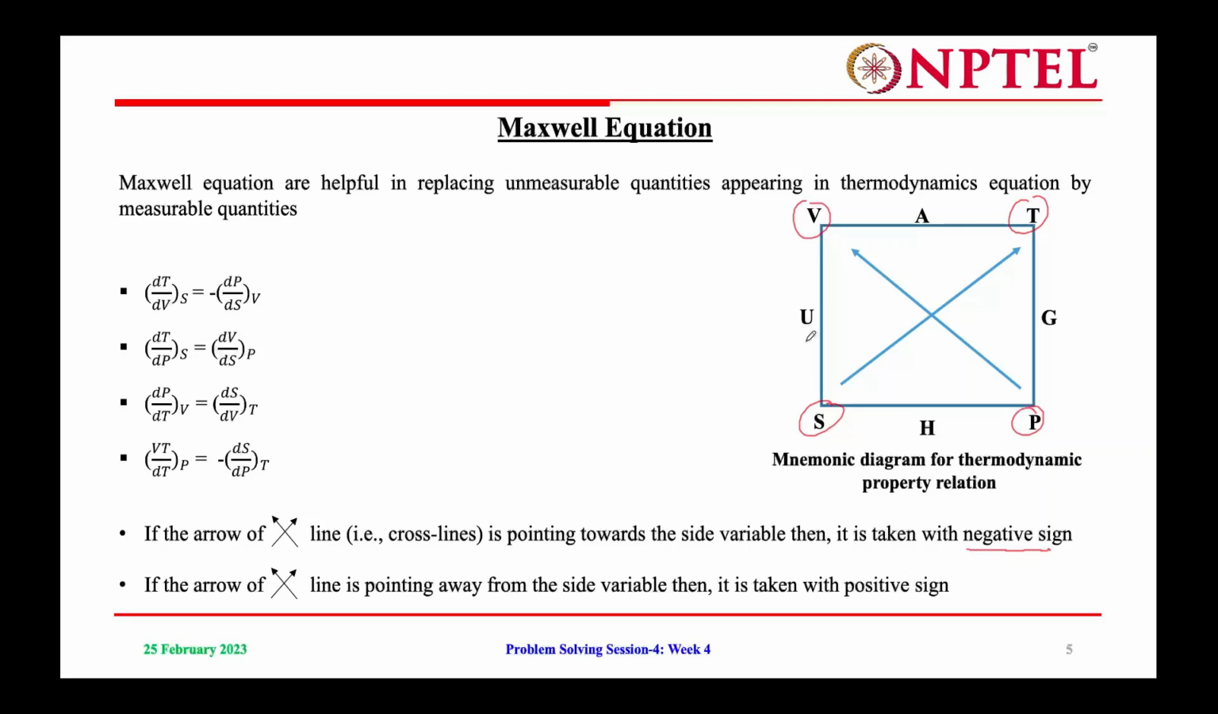So how is it? First we see the internal energy. dU is equal to, here is a positive sign, T dS, and here is P dV, the negative sign. This side is the positive one. Similarly, dH.